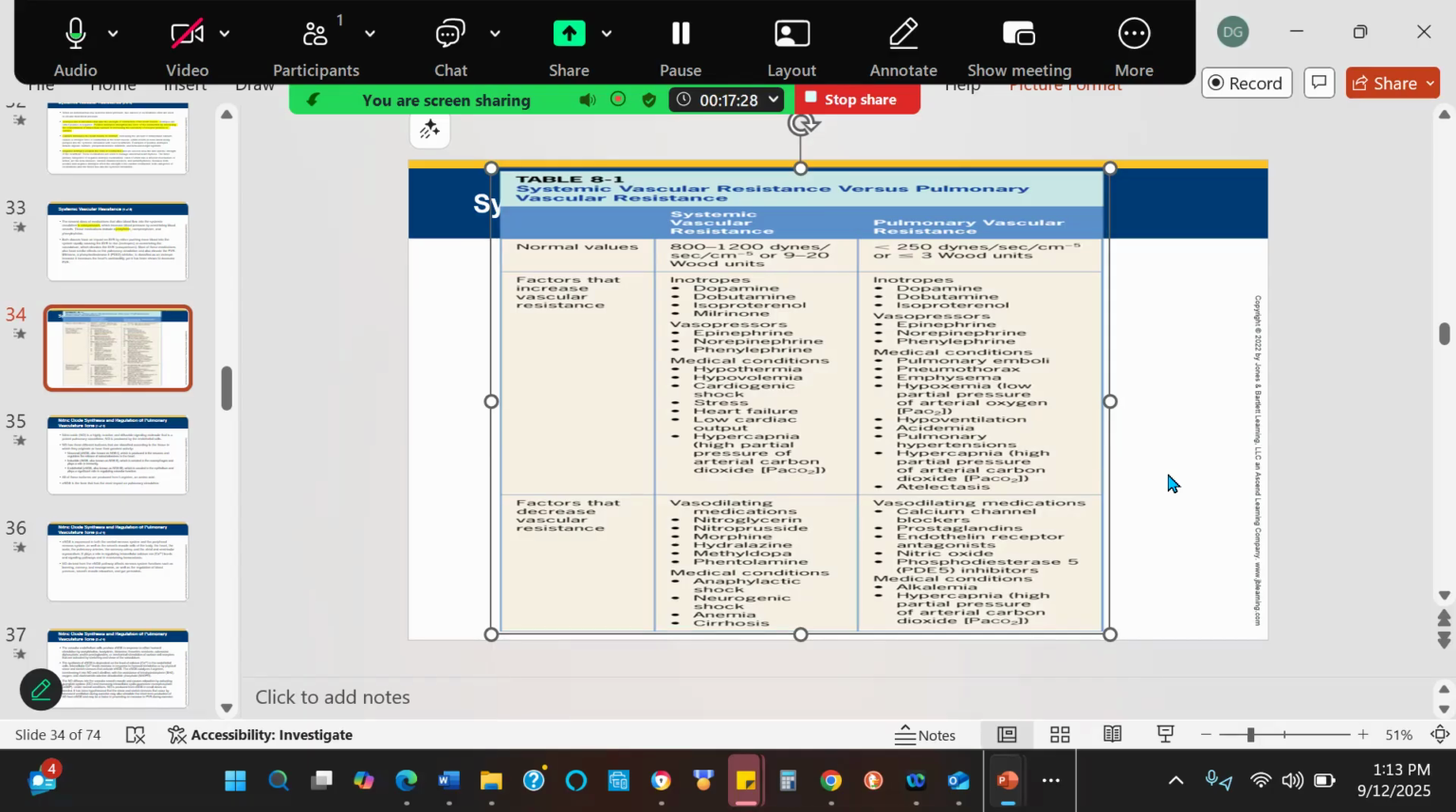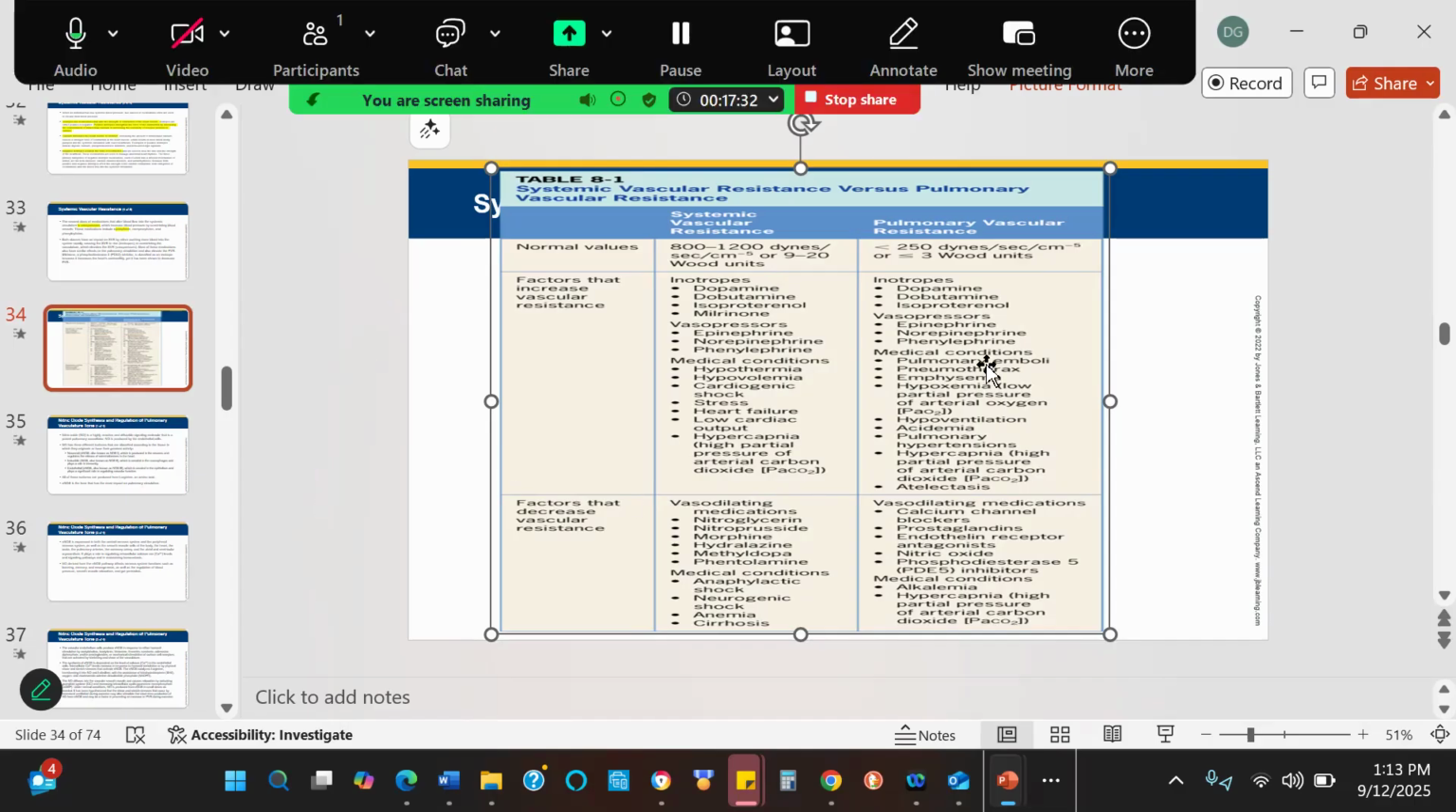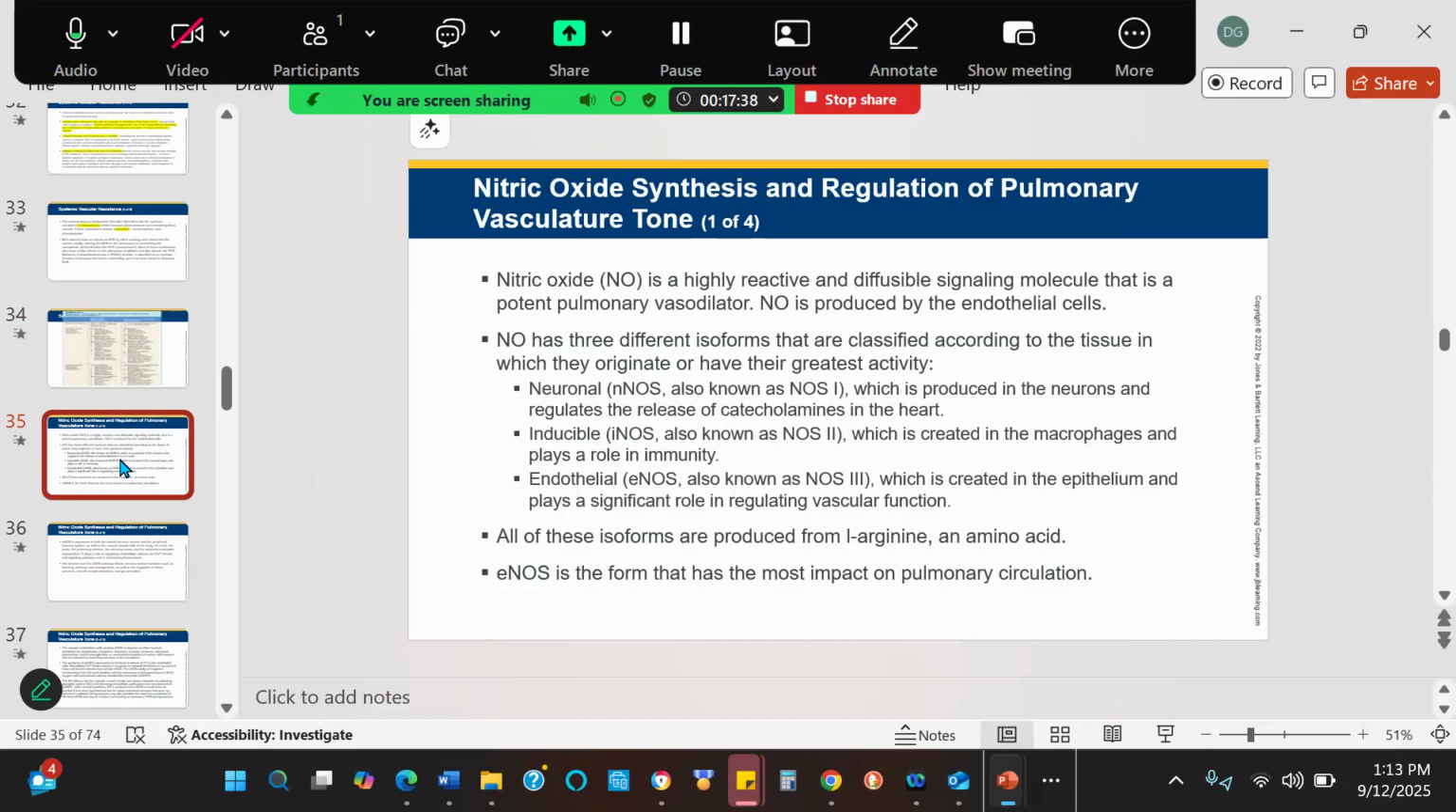Vasodilator medications would include nitroglycerin. Morphine actually is a very good vasodilator, and the calcium channel blockers. So don't worry about memorizing all that now. That's it. But you will certainly know that chart well by the time you do your critical care course.